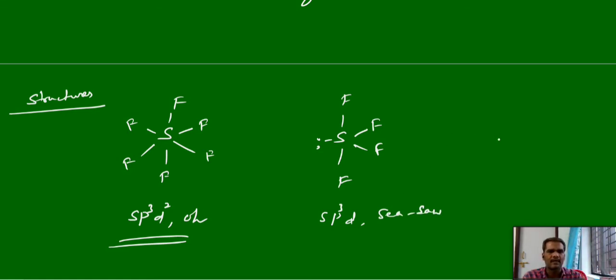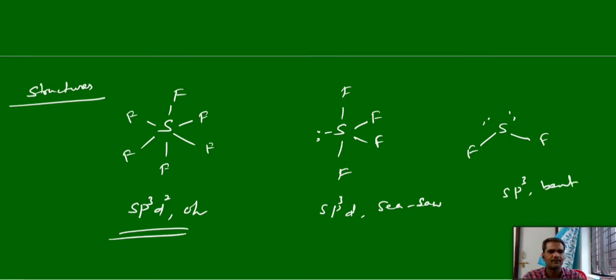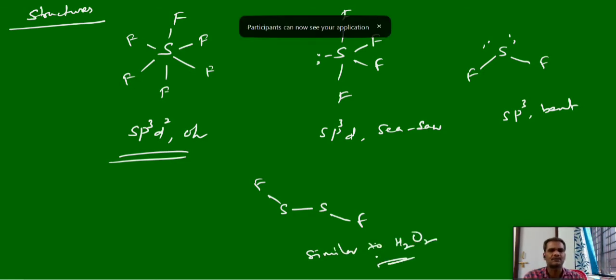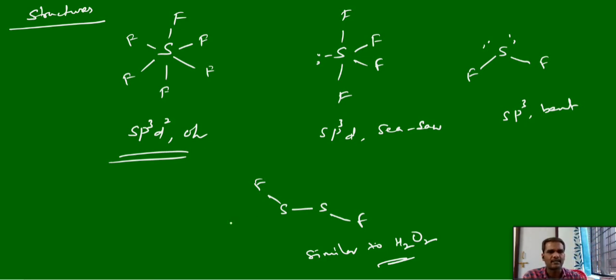In sulfur dichlorides or difluorides, they have two lone pairs like the water molecule. sp3 hybridization, a bent shape or angular shape or V shape. Last, dimeric monohalides, that is S2F2. It is similar to hydrogen peroxide, open book structure. These are the structures of these halides. So these are the general chemical properties: hydrides, oxides and halides. In the next class we will see oxygen, its preparation process.